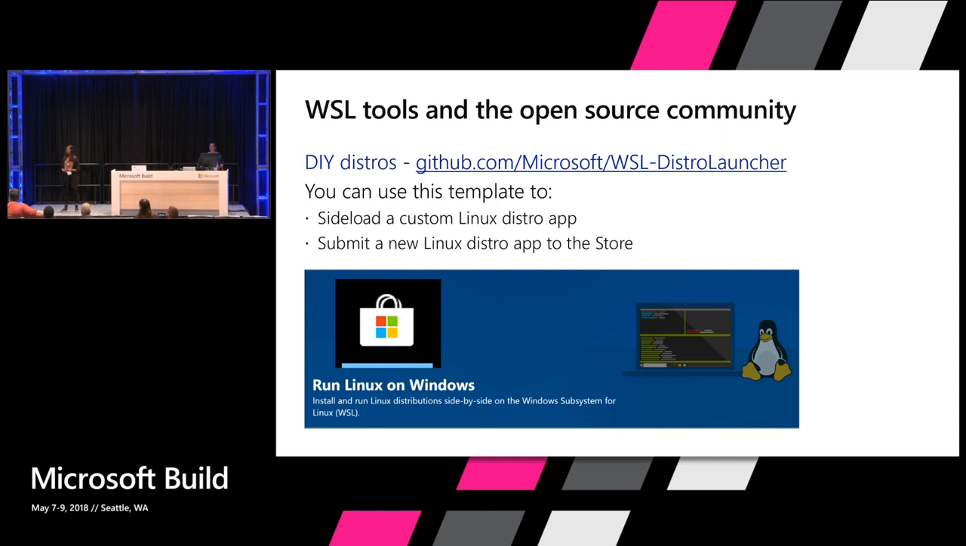With that, if you are a distro owner or maintainer, you can also submit your distro to the Microsoft Store. You can email us, and we'll walk you through the process of getting through the store as well. So this is your best path to sideloading a custom distribution. It's all open source. You can fork it and add various distributions. We actually have Alpine that just forked it, and they're working with us to get through the store.